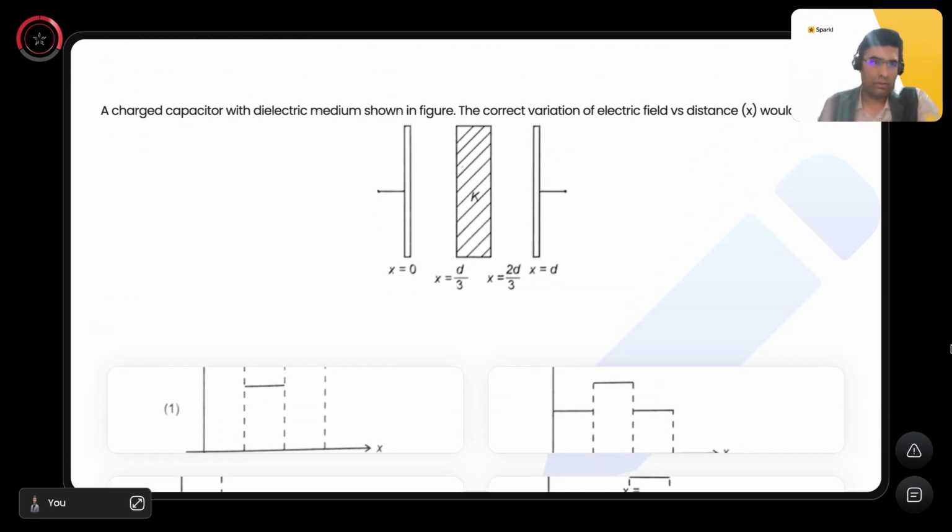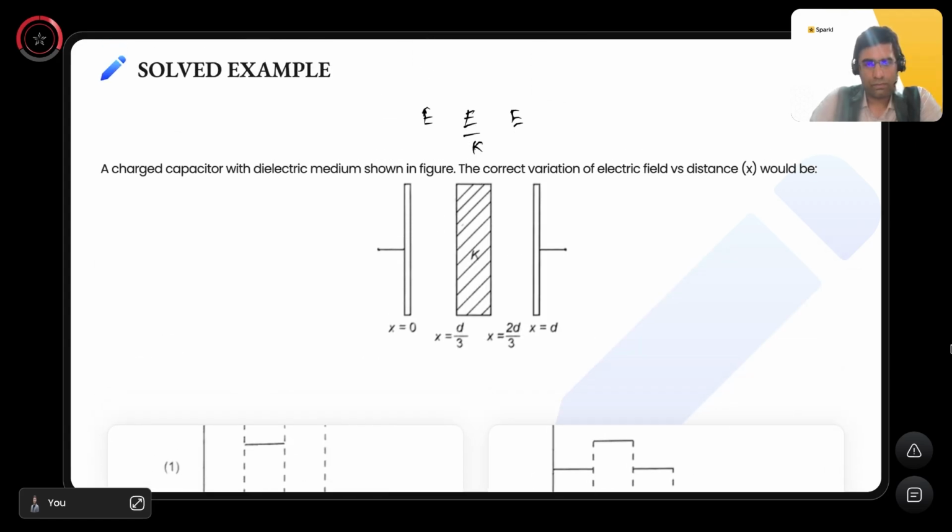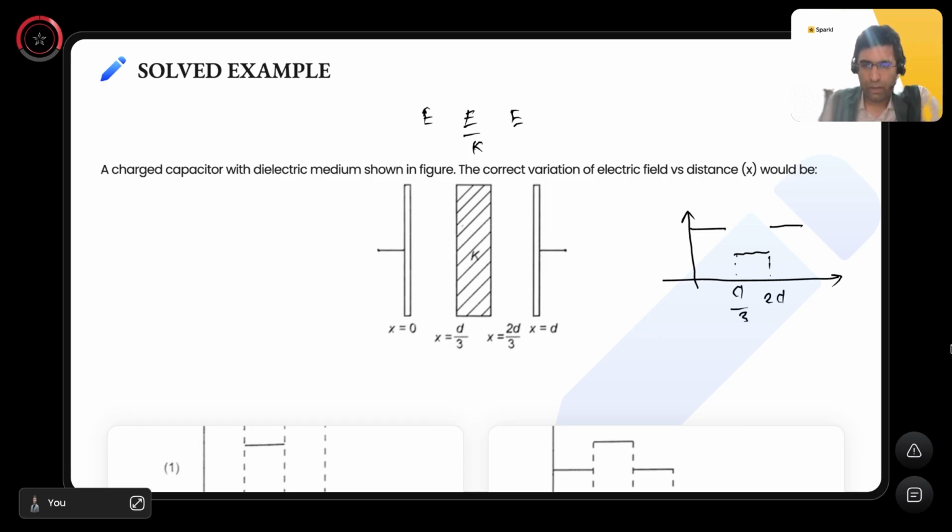Yes, similar question on graph. A charged capacitor with dielectric medium shown in the figure, the correct variation of electric field versus distance would be. So see, we know that wherever there is vacuum or there is no slab, the electric field is, let's say, E. Here also it is E. Wherever the slab is there, the electric field will be E by K, and K has value greater than 1. So the graph will be like this. Here the graph is like this, and between d by 3 to 2d by 3, the graph will be like this. All right. So electric field here will be E and here will be E upon K. So this type of graph will be the option.